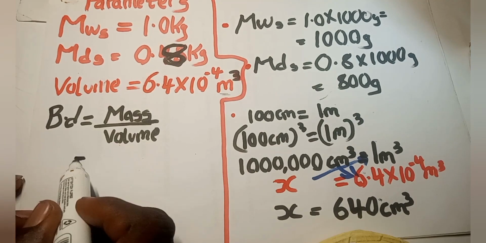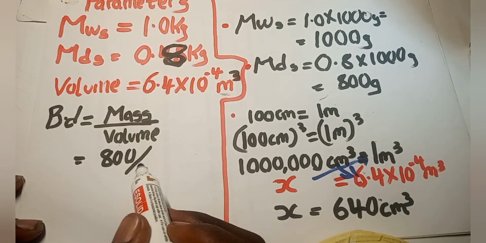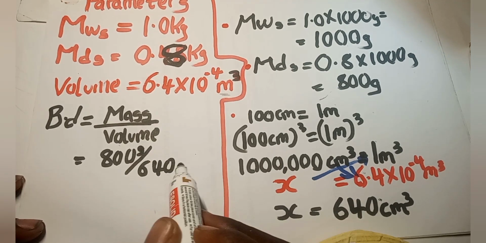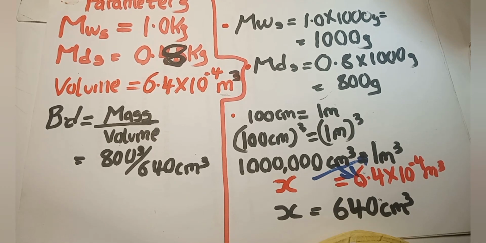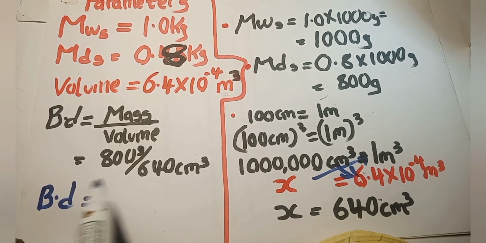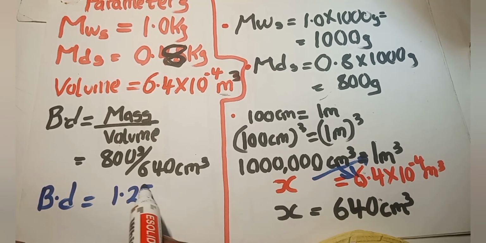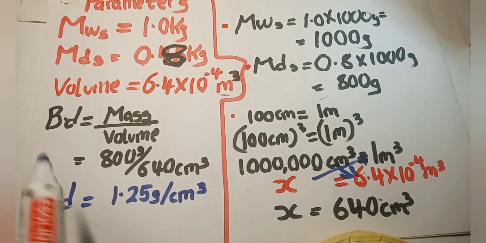So the mass is 800 in this case, 800 all over the volume. What's the volume? 640. Don't forget your unit: 800 grams over 640 centimeter cube. So if you punch your calculator, BD is equal to 800 divided by 640, that is 1.25 gram per cm cube. So that is the value of the bulk density. This is the bulk density of the soil.